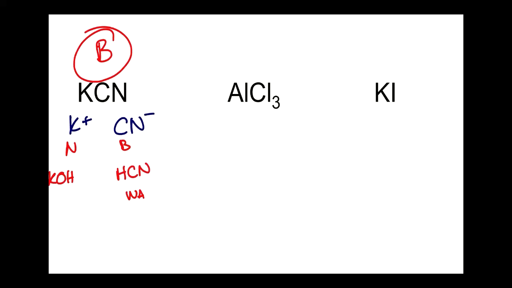So here we have aluminum chloride. We have Al3+ and Cl-. Chloride comes from HCl.